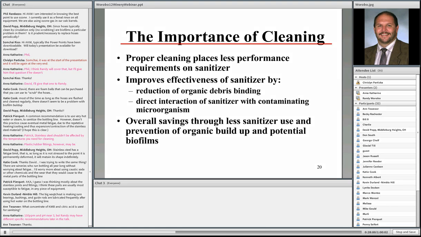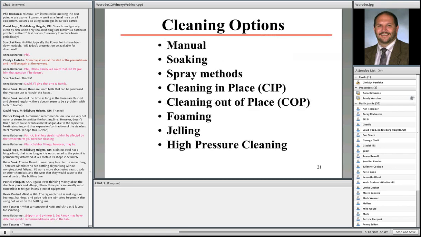At the same time, the effectiveness of your sanitizer is directly affected by reducing the amount of organic binding, because anytime that you have organic material, I said this before, the sanitizer will preferentially bind to that, and it's just like your SO2, where it's bound by organic material and it's no longer effective. So the result is an overall savings: it's going to require less of your sanitizer to actually do the job that you're targeting, because you're binding up less due to organic materials.